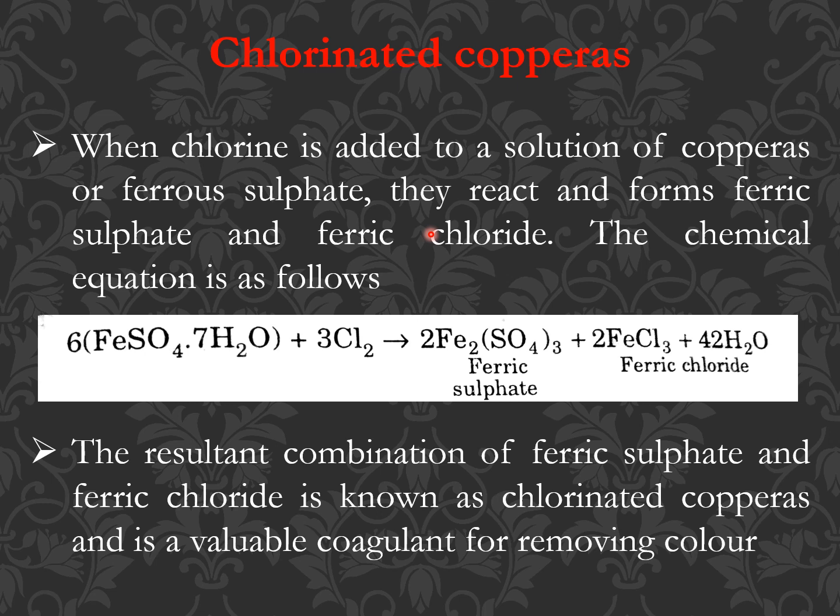When chlorine is added to the ferrous sulfate, they react and form ferric sulfate and ferric chloride. Okay, this ferric sulfate and ferric chloride mixture is known as chlorinated copperas, and it is a valuable coagulant for removing color.